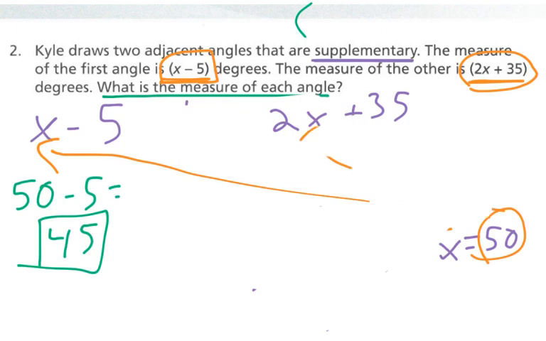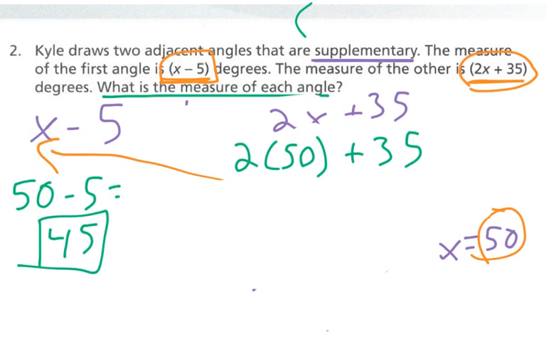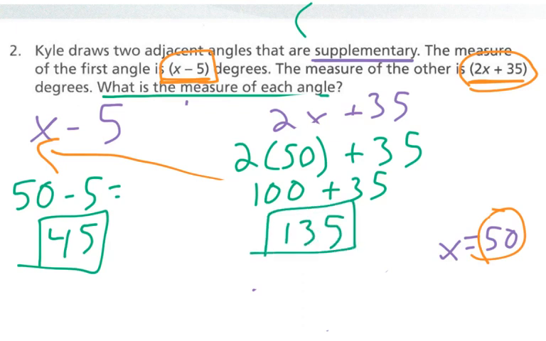And then I'm just going to plug 50 into this side. So 2 times 50 plus 35. So what's 2 times 50? 100. And then what's 100 plus 35? 135. So I get my measures of both angles, but these are supposed to be supplementary. So let's make sure that they add up to 180, and they do. So what's the measure of each angle? The angles are 45 and 135.